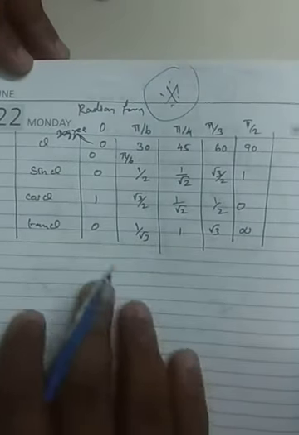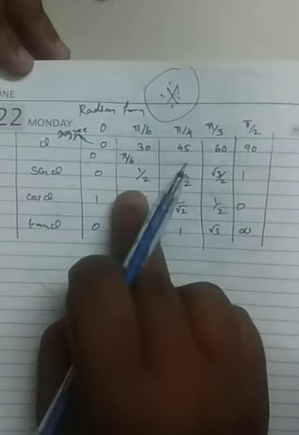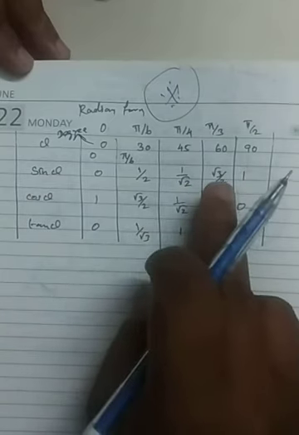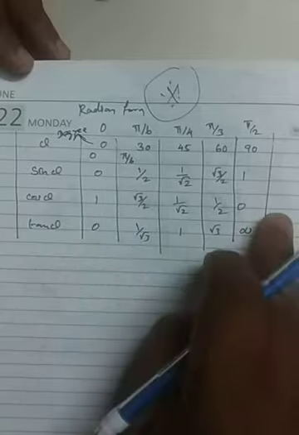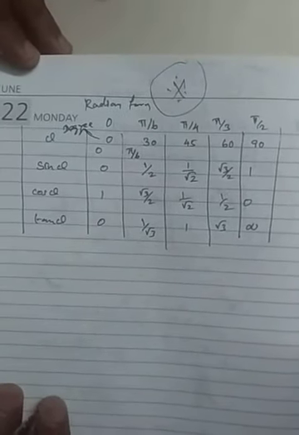So you make it as important, and remember all those things. Don't get confused. Sine 0 is 0, sine 30 degree is 1 by 2, sine 45 is 1 by root 2, sine 60 is root 3 by 2, sine 90 is 1, and this reverse will come for cosine. This is the value we are getting. Okay, let's solve one problem.